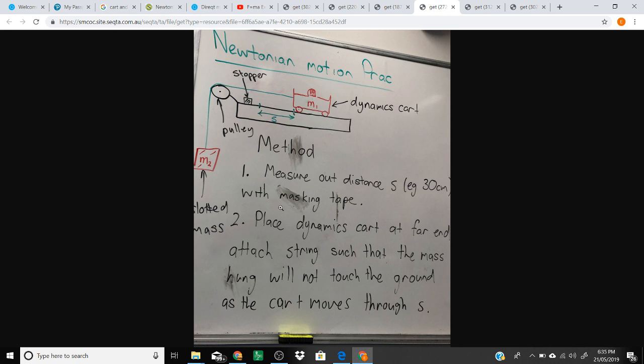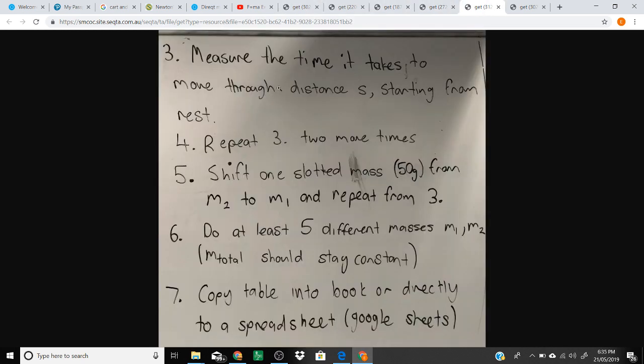So I suggested 30 centimeters with masking tape. Place the dynamics cart at the far end, attach the string such that the mass hung will not touch the ground as the cart moves through s. Moving on. Measure the time it takes to move through distance s starting from rest. Then you repeat this, so you go and do it again, and then again. I get 3 measurements from that same setup.